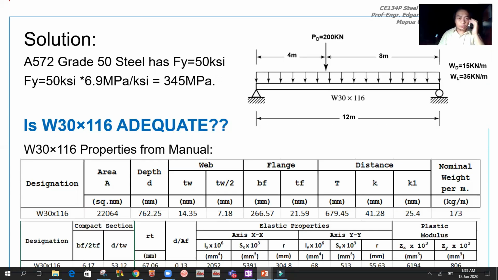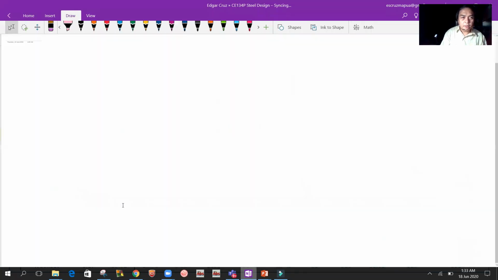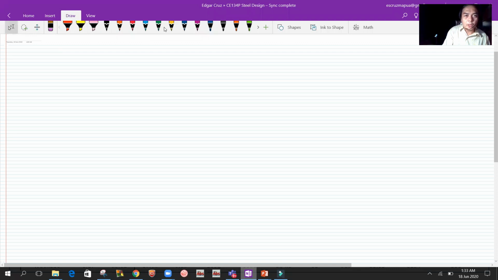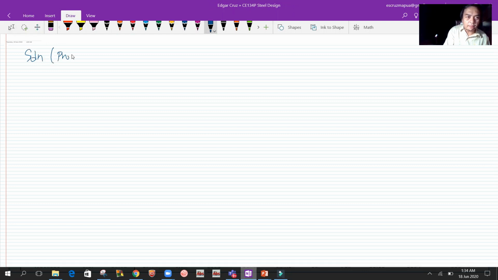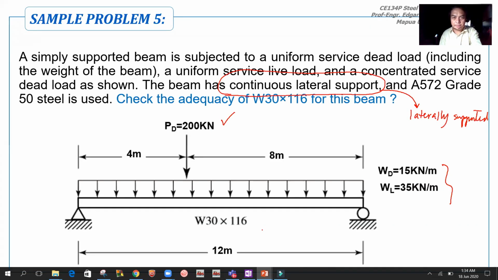So basically, to give you a background on the solution of this problem, okay? So basically, ang magiging solution natin dyan would be, so check adequacy. Solution for problem number 5.